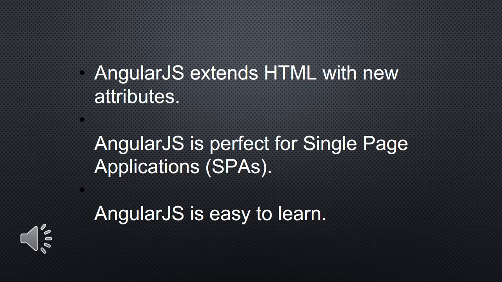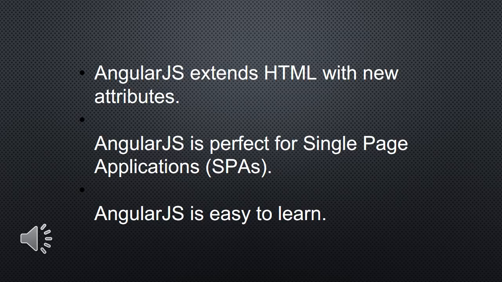What is AngularJS? AngularJS is an open-source web application framework. It was originally developed in 2009 by Misko Hevery and Adam Abrams. It is now maintained by Google. Its latest version is 1.4.3.